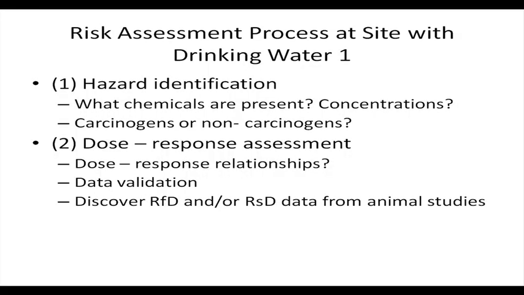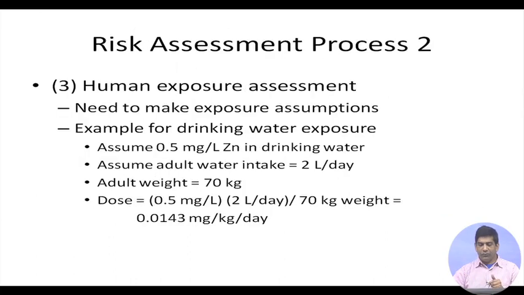Then you try to come up with the dose response curve with the animal data, mostly from animal study data, and you come up with the dose response relationship. You may have to repeat the experiments for data validation, and compare the data. If similar chemicals have been studied elsewhere, compare the results, and derive the RFD or the RSD data from the animal studies, which would be used. Then once you have the animal data, you need to make some assumptions, because in the absence of epidemiological data, we need to take the animal data and extrapolate it to humans.